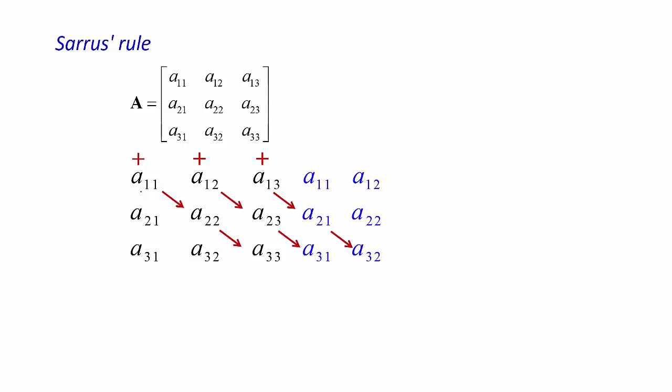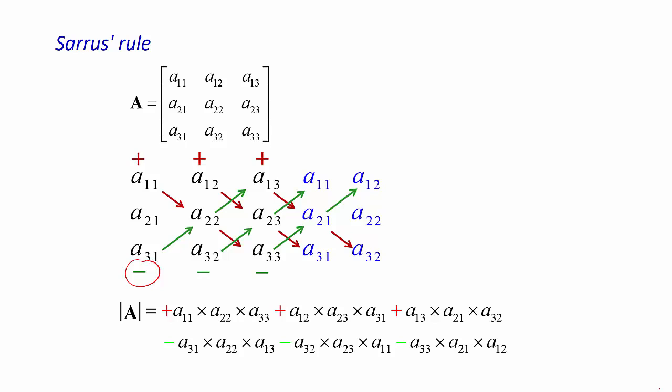We go diagonally down, starting at A11. So we'll have A11, A22, A33. We multiply those together and give them a plus sign, and so on for the next diagonal, starting at A12 and A13. Next we start at the bottom left-hand corner, A31, go diagonally up. We give these multiples a negative sign, so we have A31, A22 and A13 multiplied together with a negative sign, and so on. So we sum those up and we have our determinant.